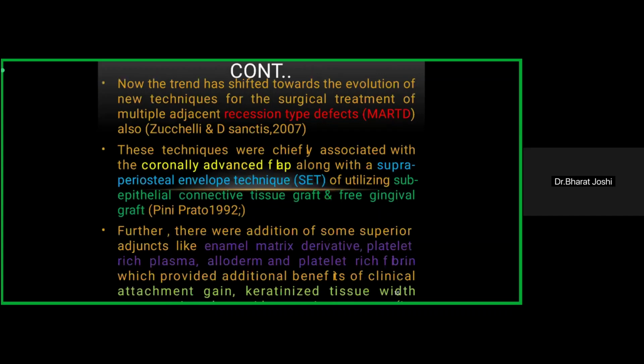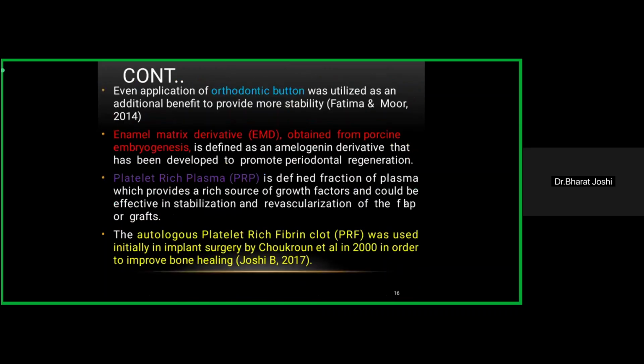Later, the trend was associated with the development of multiple types of surgical techniques for multiple recessions. These include the coronally advanced flap along with the supraperiosteal envelope technique utilizing the subepithelial connective tissue graft. Further, as I have already mentioned, enamel matrix derivatives and platelet-rich concentrates were also used, which provided attachment gain on the keratinized tissue width.